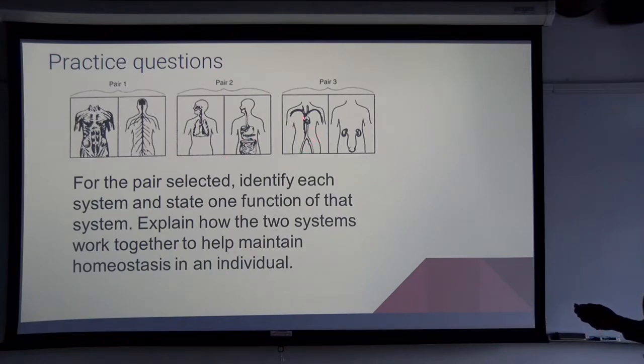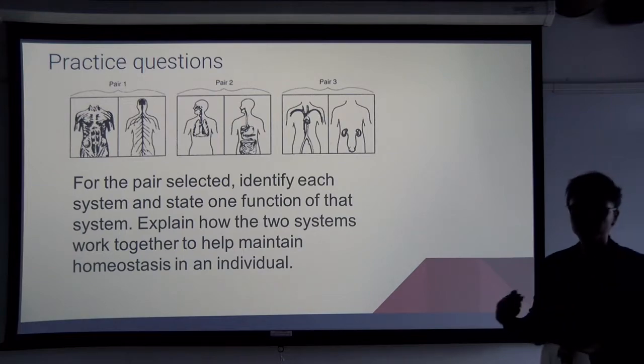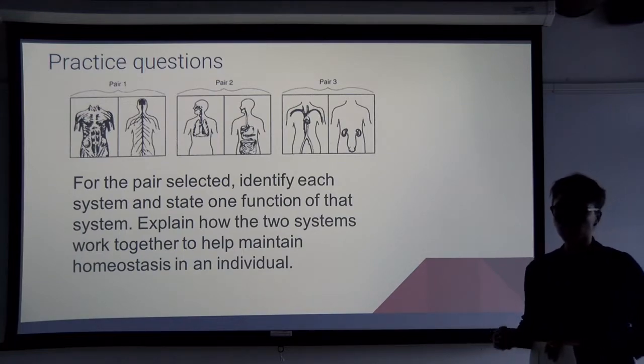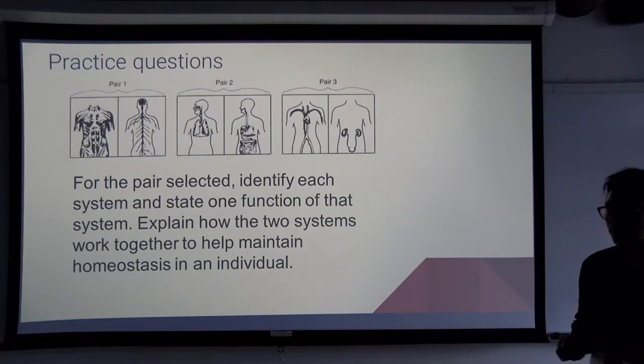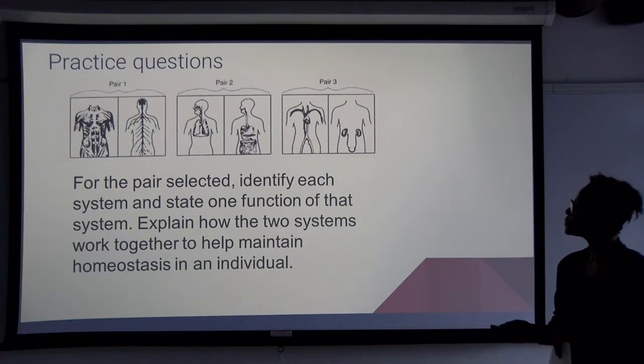Third set, we have the circulatory system and the excretory system. So we could see they're connected as far as the blood will go to the excretory system, specifically to the kidney, where it will get filtered. All the waste materials will get filtered out. So take a second, double check your answers, make any changes if you need to.